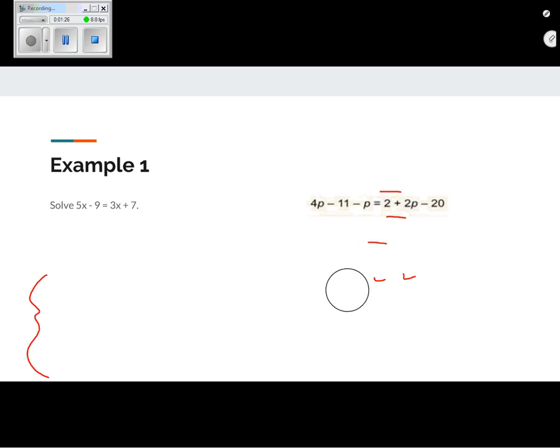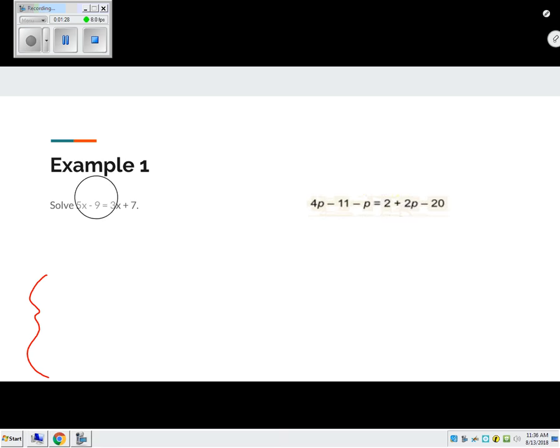I'm going to start with some pretty basic ones. And again, my goal is to solve for x. Whenever I solve for x, I'm getting x on a side by itself and telling you what it is equal to. So I'm going to start off this one by subtracting 3x on both sides.